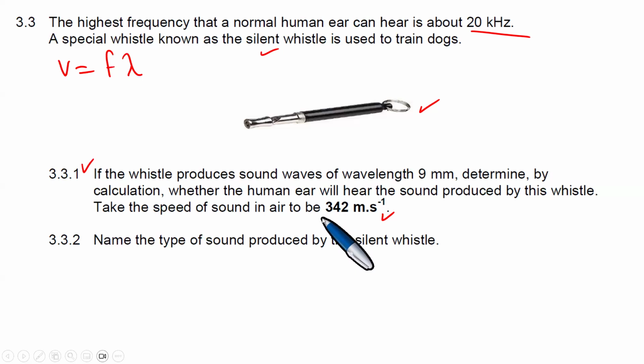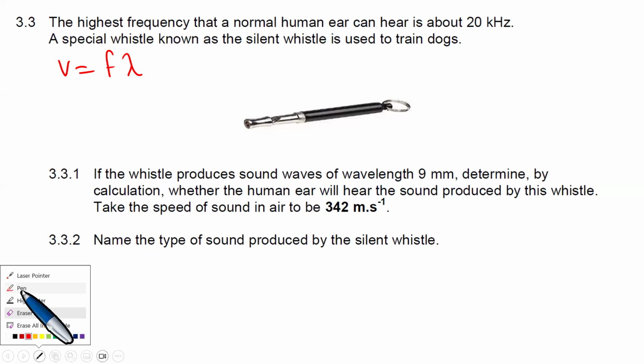Yeah, it would probably be speed equals frequency times wavelength. And then we go on: 342 equals wavelength times 9. Well done.